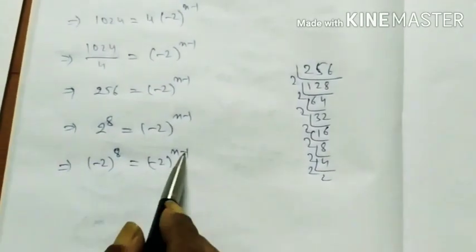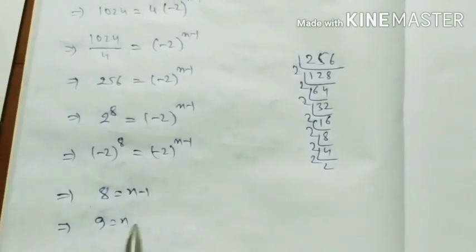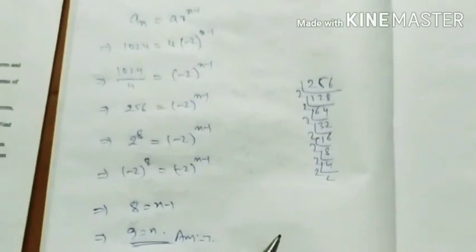According to the indices rule, when the base is the same, the power is the same. Therefore 8 is equal to n minus 1. Therefore 8 plus 1, 9, is equal to n. This is your number of terms. This is your n. N is equal to 9.